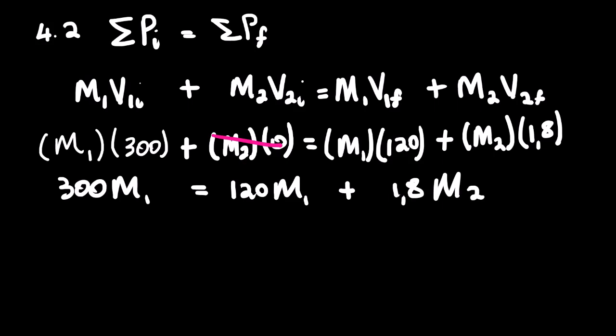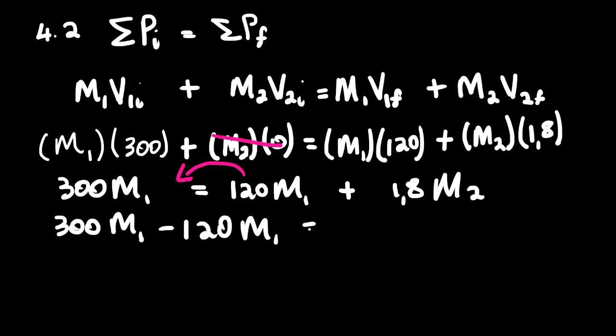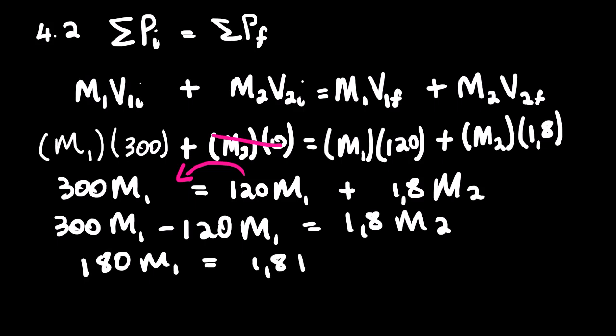Now we have to group the like terms. We're going to take this to the other side. Then we have 300 m1 minus 120 m1 equals to 1.8 m2. 300 minus 120, we have 180 m1, it's equals to 1.8 m2.